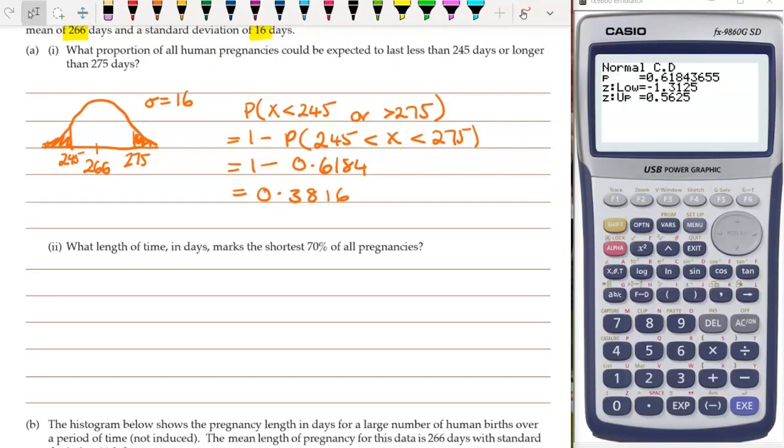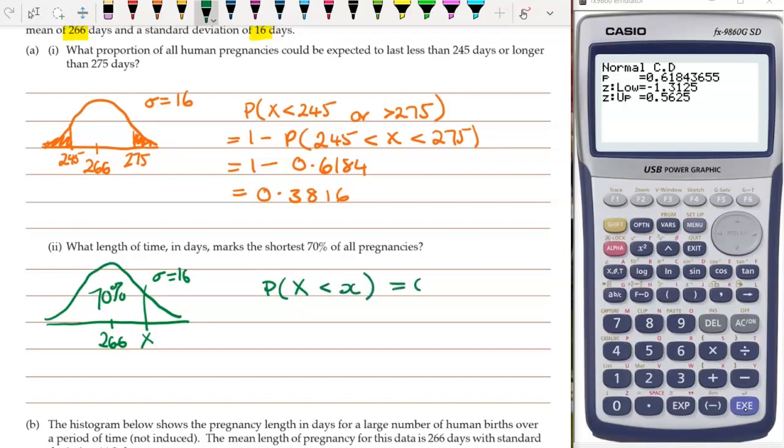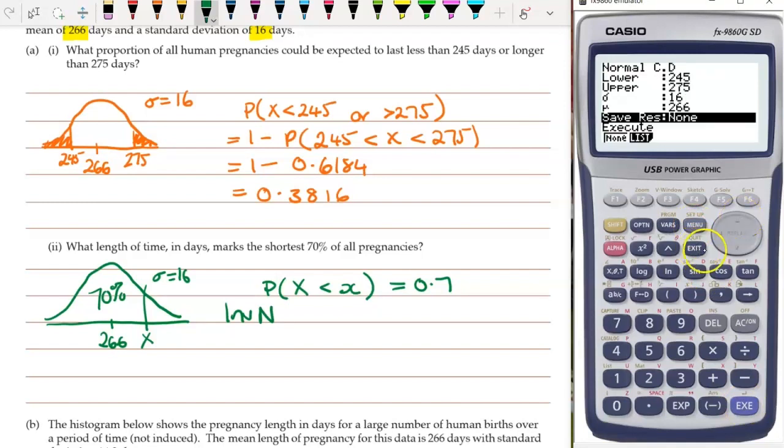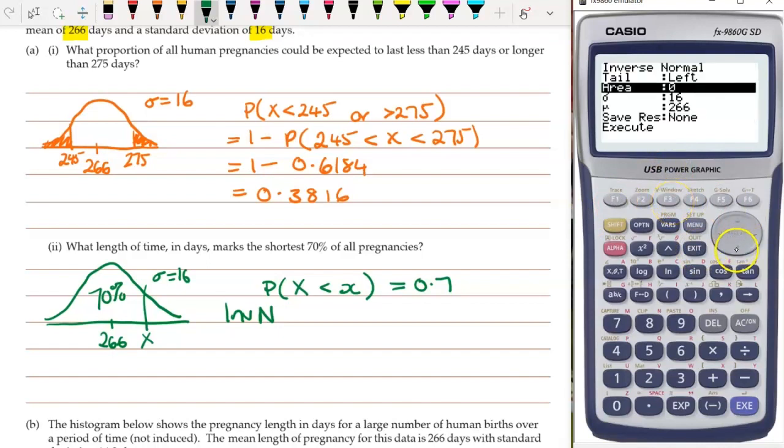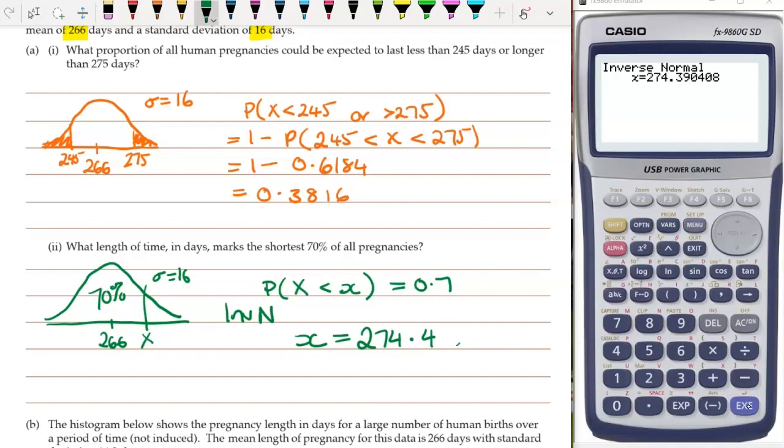Now, what length of time marks the shortest 70% of all pregnancies? So we have the same mean of 266, sigma 16, and we're looking for the 70% that makes the shortest. So 70% here, what's that value of x? For this, we have the probability that x is less than a certain point is equal to 0.7. For this, we use inverse normal because we're working backwards. We know the probability, we need the x. So we go distributions, normal, inverse normal on F3. We have our tail on the left, the area is 0.7. Sigma and mean are still the same, so x is 274.4 days.